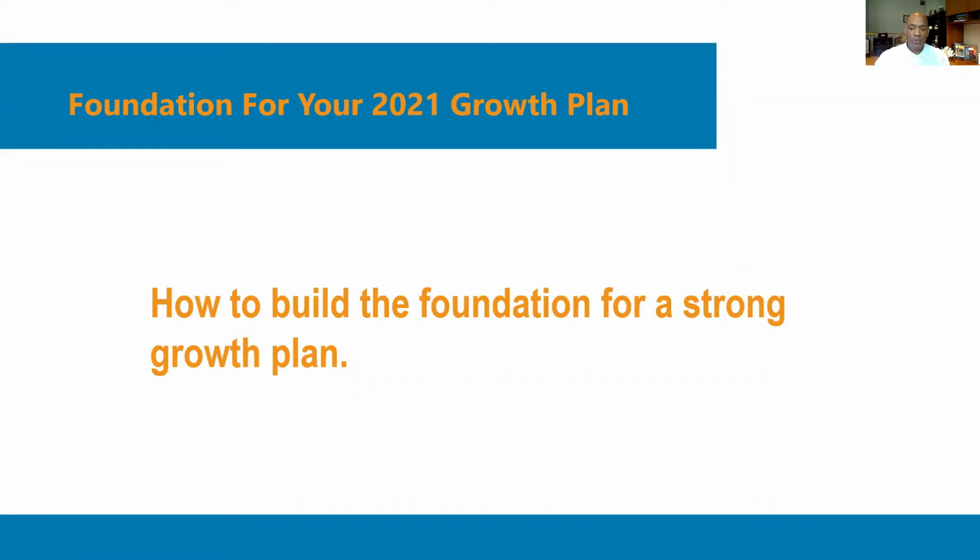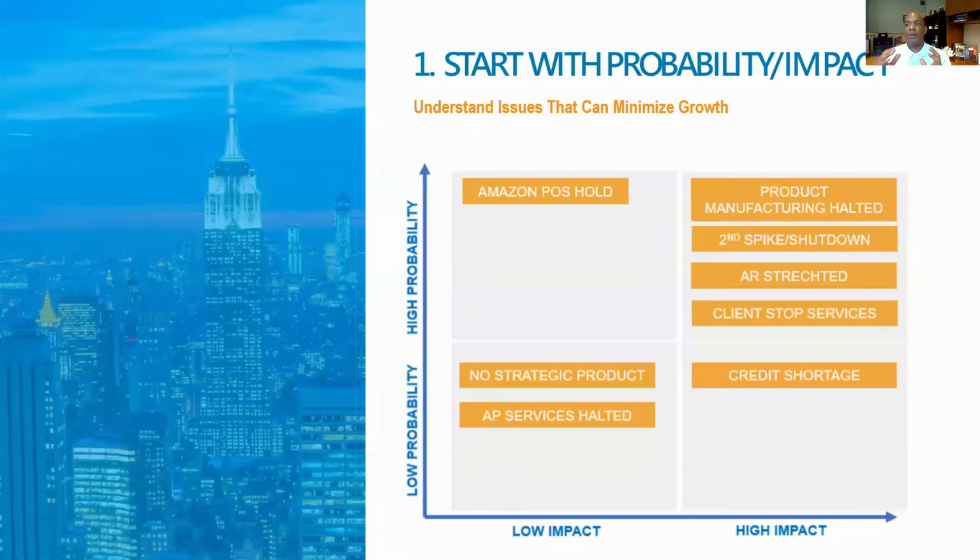One of the things that you want to do is start off with probability. What's the probability of some of these things in your business that could impact the growth strategy or the growth projection of your business next year? What are they and how would they impact the business, right? So what you'll see here on the left side is the low probability and high probability opportunities for these challenges that potentially happen. And then what's the impact on the bottom, right?